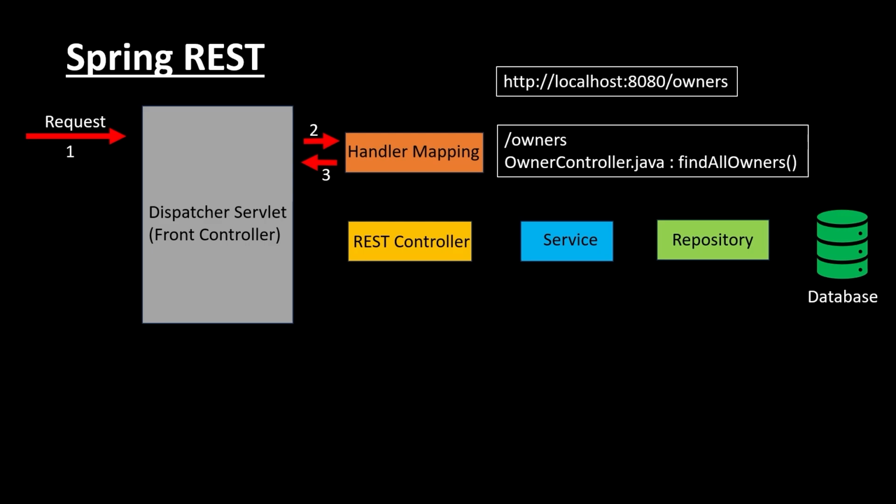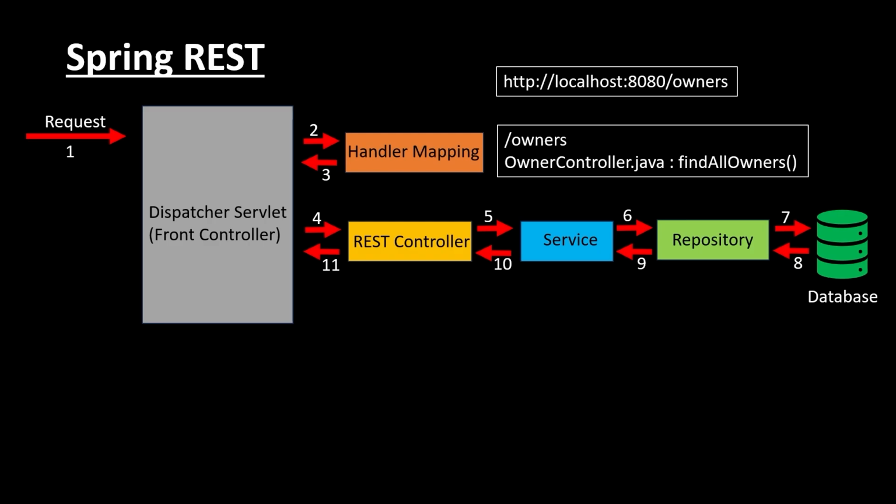Now again, the dispatcher servlet will invoke this class. Here we are calling it a REST controller. As of now, if you wish, you can call it controller also, but later on the best term is REST controller. From there, the rest of the things are the same: to service, to repository, database, and the data will come back to the dispatcher servlet. Now this time, the data which is coming back is only the list of owner DTO, that's it.